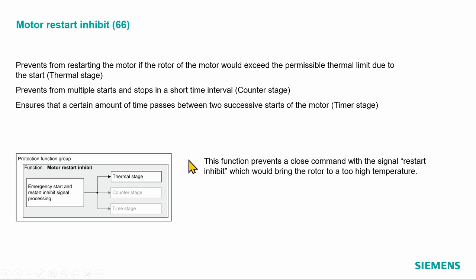This function prevents a close command with a signal restart inhibit, which would bring the rotor to a too high temperature. And I have these 3 stages here. You see the thermal stage is always active. The counter and the time stage, they are optional. Therefore, they are gray. You can activate them at these stages.